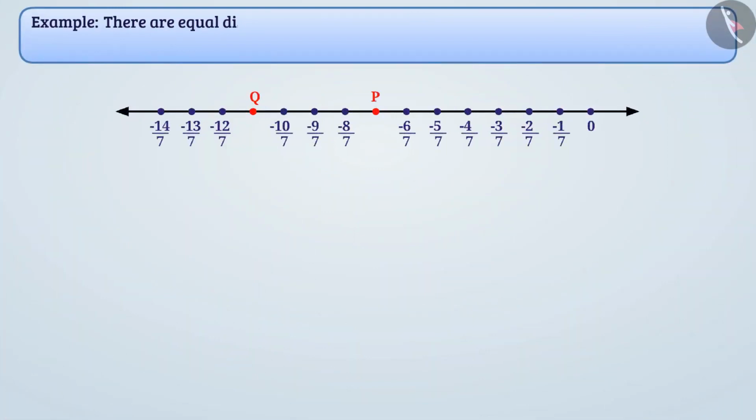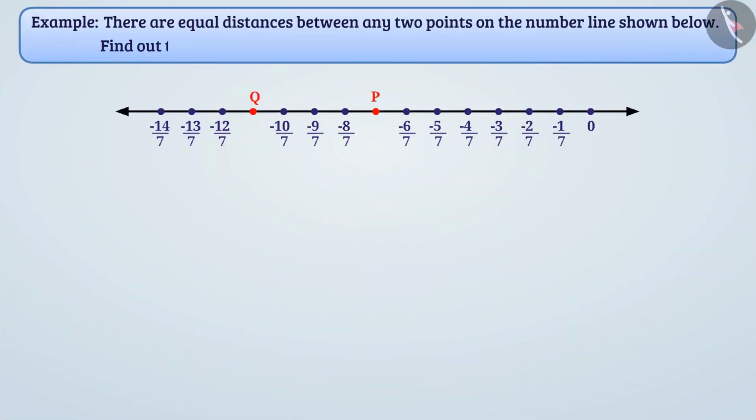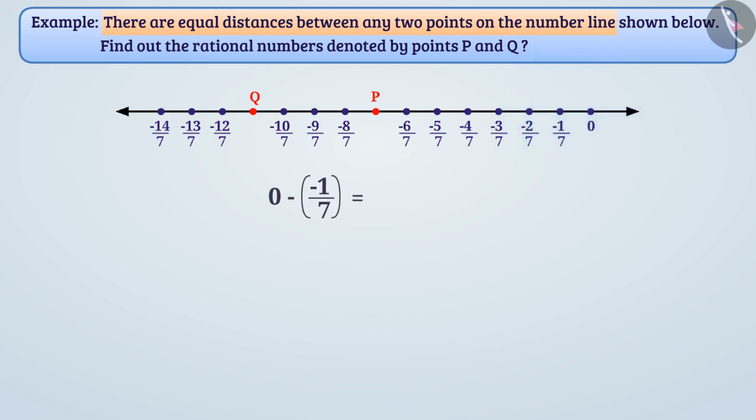There are equal distances between any two points on the number line shown below. Find out the rational numbers denoted by points P and Q. To find this distance, we will subtract the number to the left of it from a number. For example, here 0 minus (minus 1 by 7) is equal to 1 by 7. That is, the distance between 0 and minus 1 by 7 is 1 by 7 units.